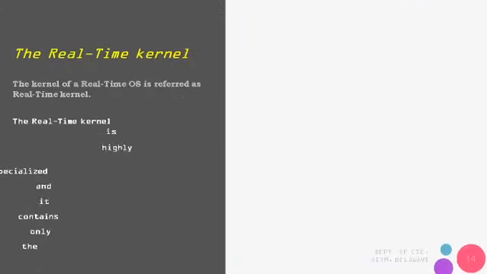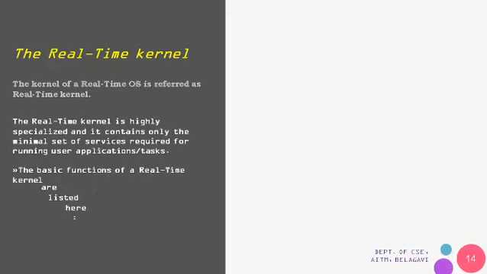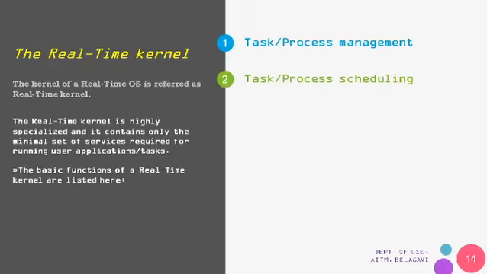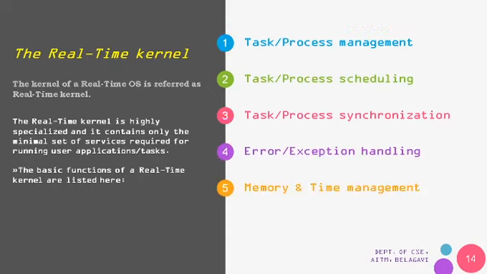Now going to the real-time operating system kernel, referred to as a real-time kernel. The kernel of a real-time operating system is referred to as a real-time kernel. The real-time kernel is highly specialized and contains only the minimal set of services required for running user applications or tasks. The basic functions of a real-time kernel are: task or process management, task or process scheduling, task or process synchronization, error or exception handling, memory management, time management, and interrupt handling.